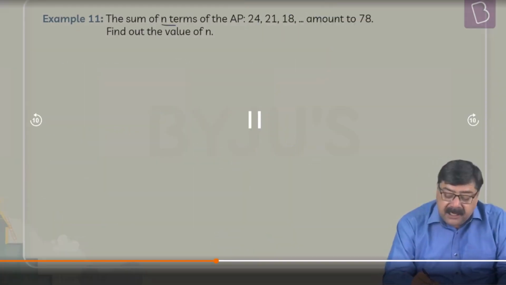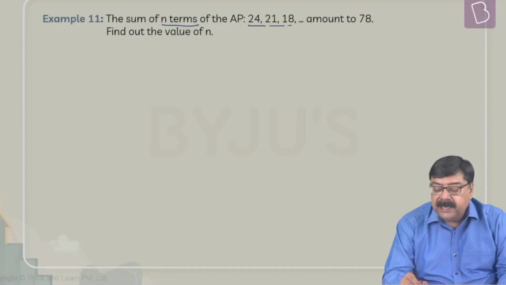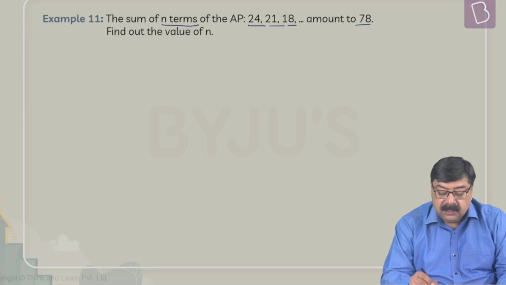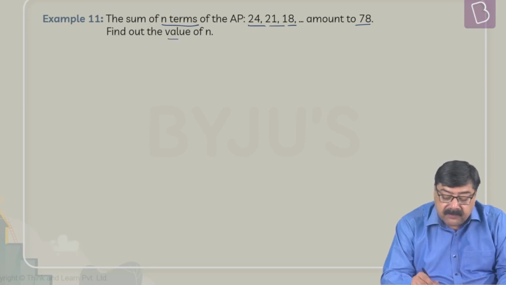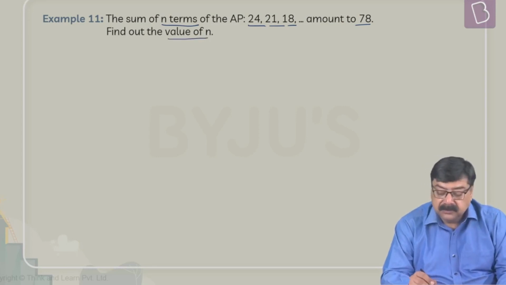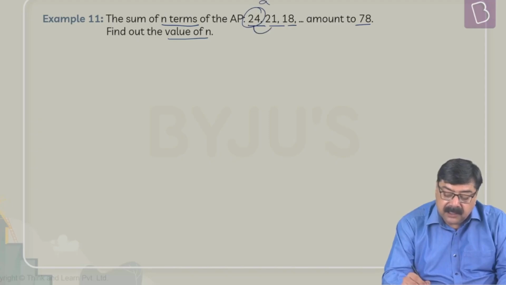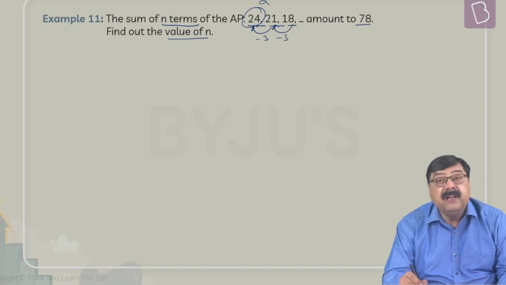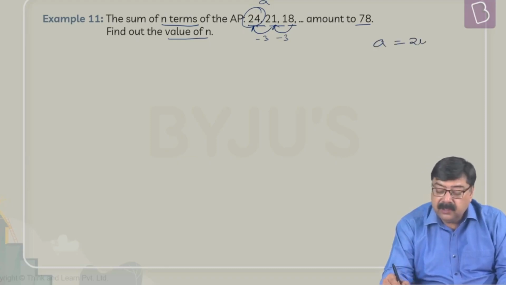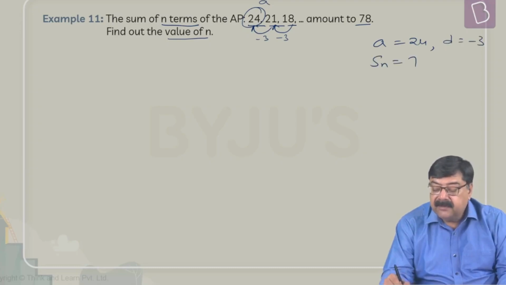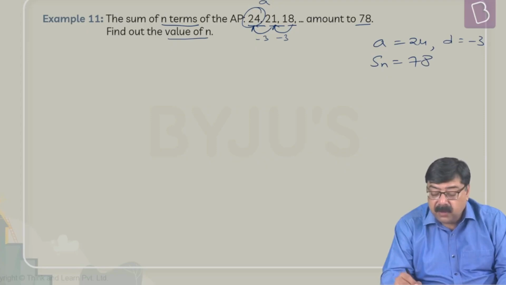Now the sum of n terms of the AP 24, 21, 18 and so on amounts to 78. Now find out the value of n. So A is known here, and also 21 minus 24 is -3, 18 minus 21 is -3. So even the value of D is known. So A is 24 and D here is -3. And Sn is given to us as 78, the sum of n terms.